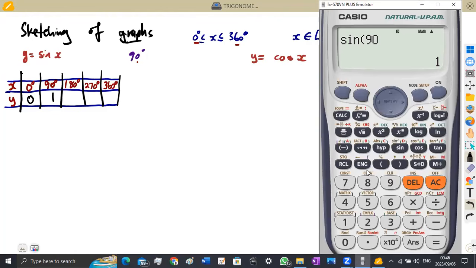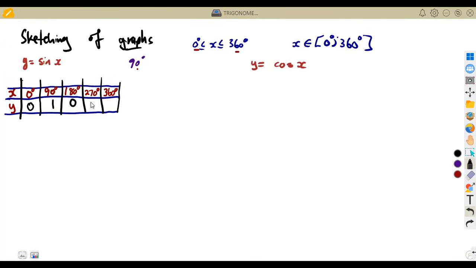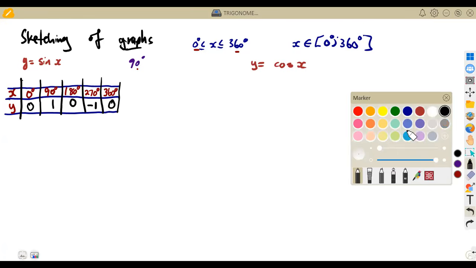We move on to 180, and so on. The sine of 180 degrees is going to give us a 0, and so on. So this is how we can take these values. The same if we move on to 270, we are going to obtain -1. This one, it's a 0. So take note of what we are having on our table.